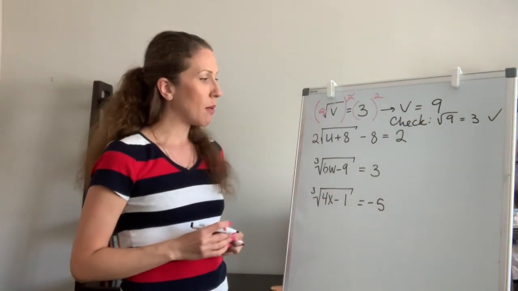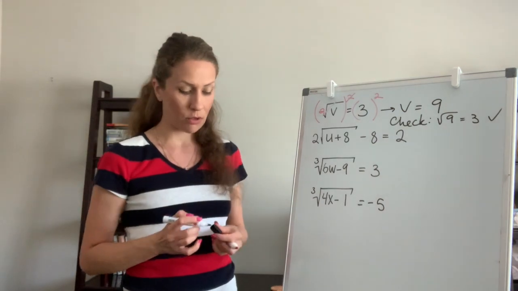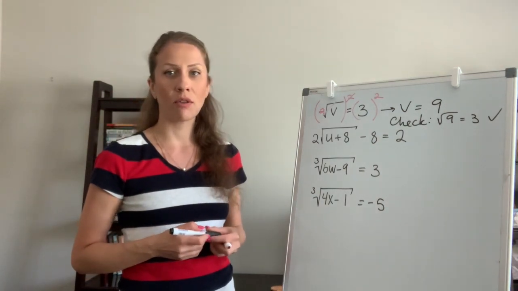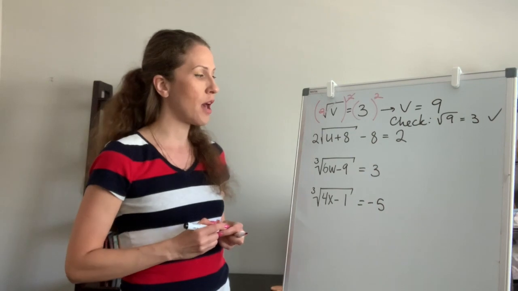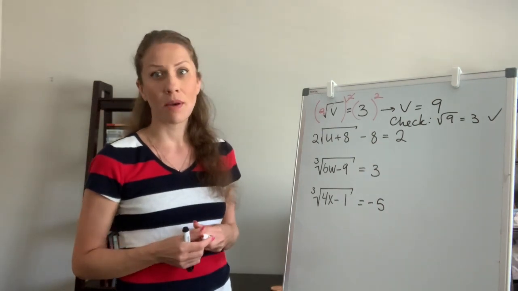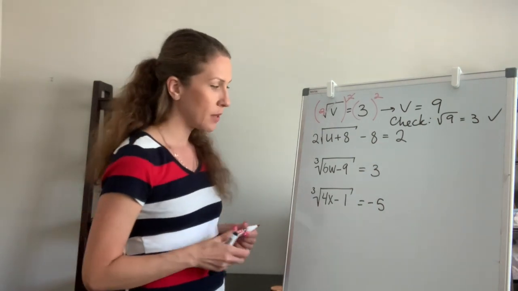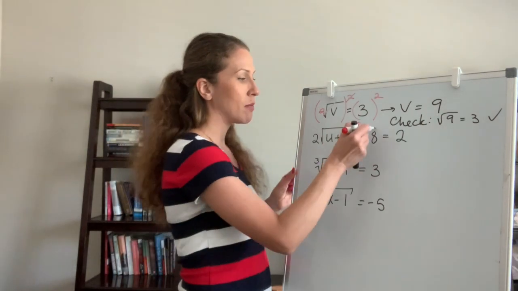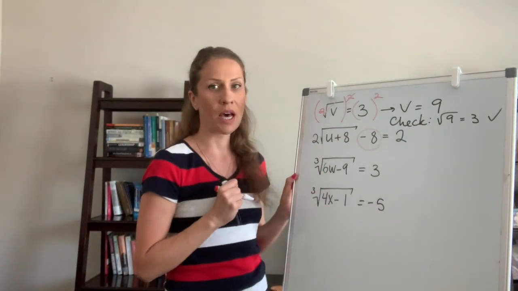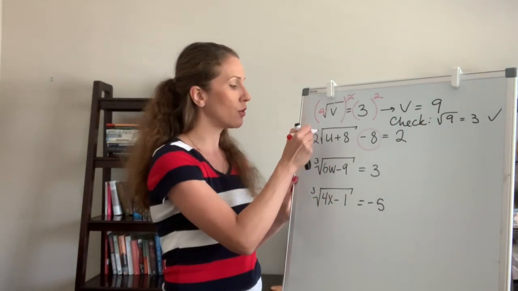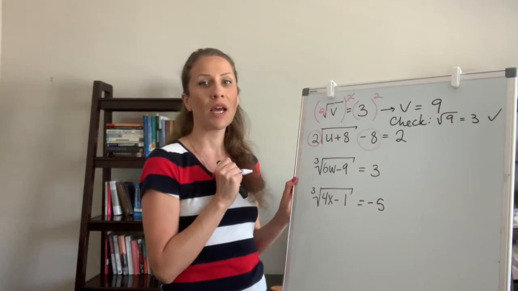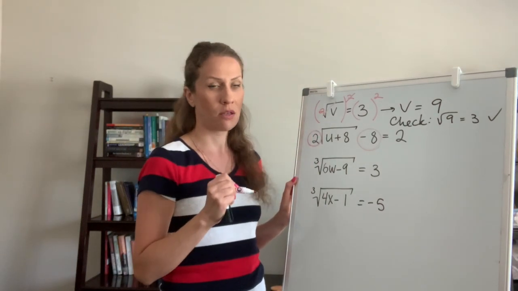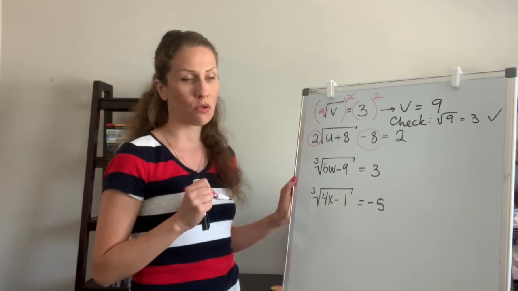In the second problem, your square root is not by itself on the left side of the equal sign. It actually has two things that stop it from being by itself. Specifically, you have this minus 8 that's on the same side as your square root, and you also have this 2 that's on the same side as your square root, but it's not under the square root. So you first need to remove those two things.